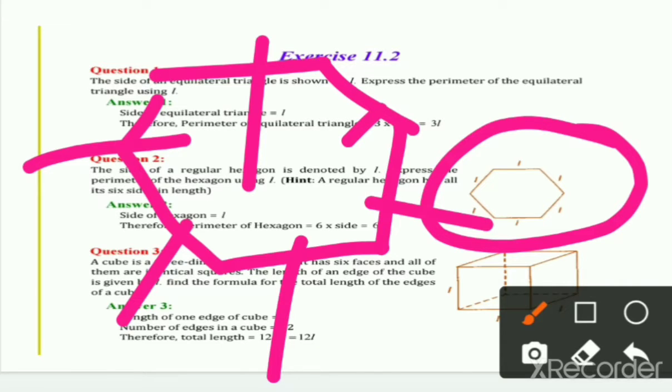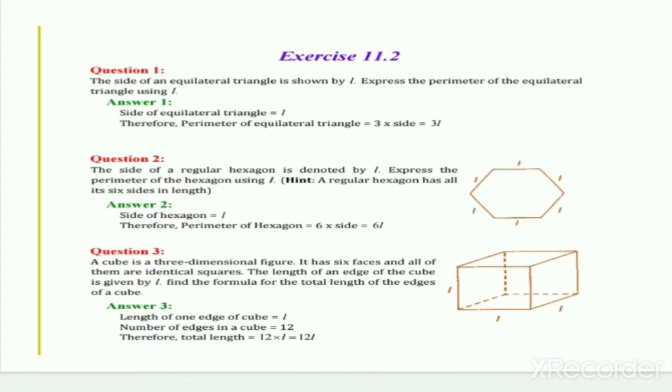So the perimeter will be, if a side is given as L, we add all the sides: L plus L plus L and so on will be equal to 6L. Or you can write the formula also, that is 6 into side, so it will be 6L. Both ways, using addition and multiplication, you can show it.